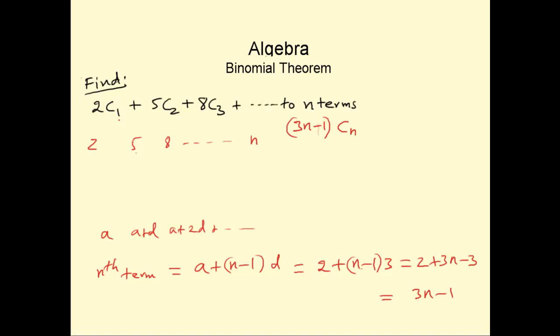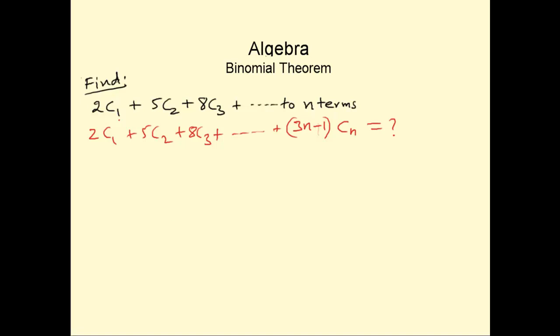So you can write this question as 2c1 plus 5c2 plus 8c3 plus so on plus 3n minus 1 times cn. So we need to find what is this value here. So first let's reduce this to a summation term. So the summation of this whole thing would be equal to sigma, you can just write the nth term, 3n minus 1 times cn, where n is from 0 to n. Let's see if this is true or not.